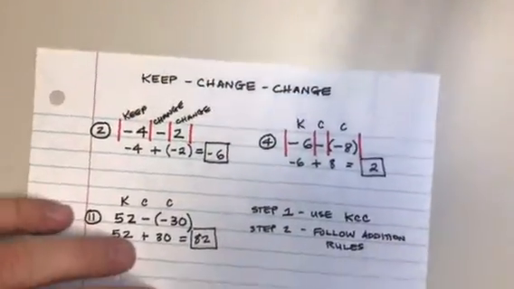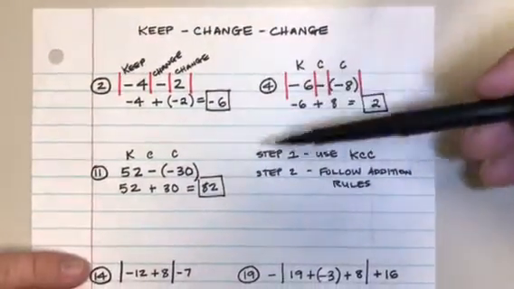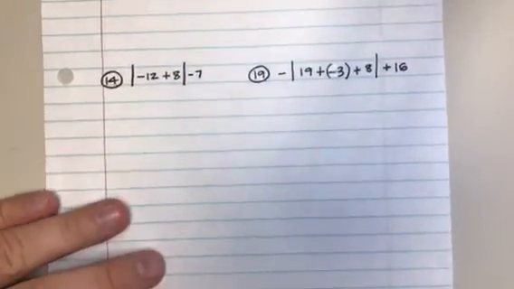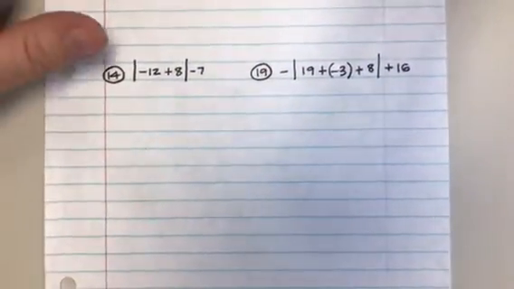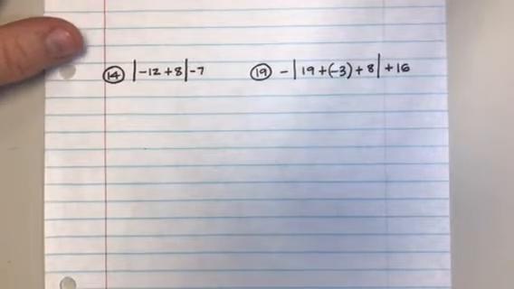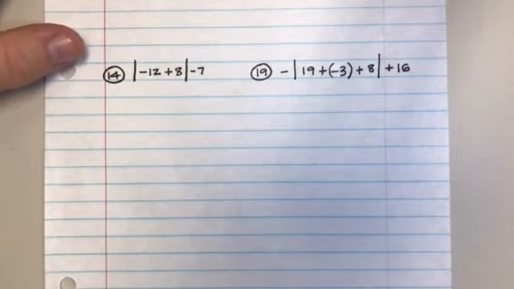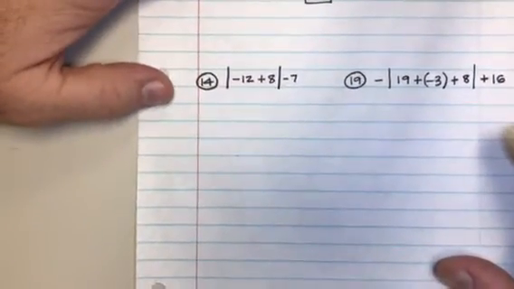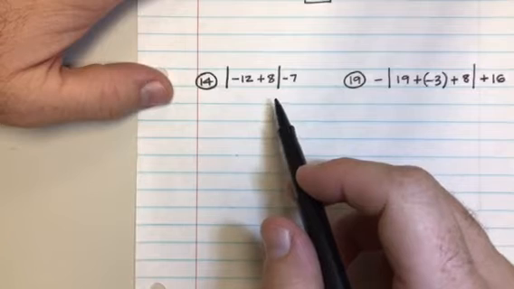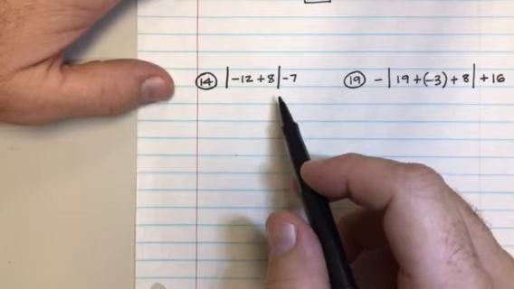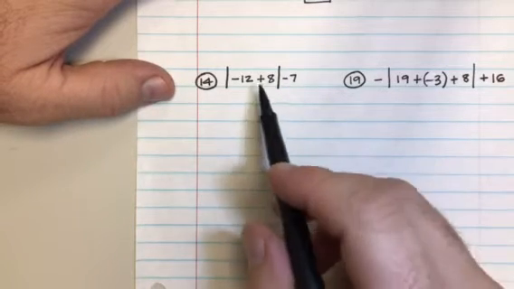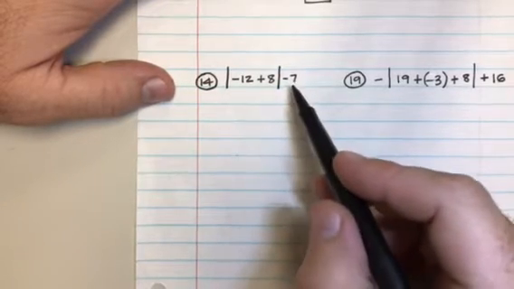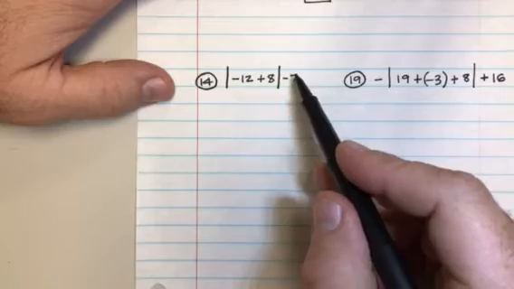In a previous video, we used keep, change, change to solve these, and now we're going to solve some more difficult subtraction problems where we are still going to use keep, change, change, and we're going to use the addition rule sometimes when we need to. But now we've got these absolute value bars, and what we do is we treat them first like parentheses. So we will work what is inside of the absolute value bars first before we deal with these leftover pieces that are outside of them.